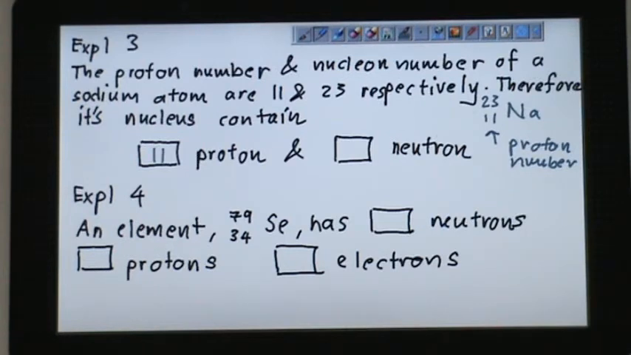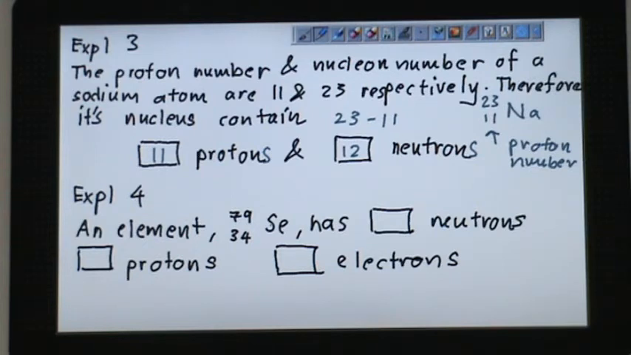And how many neutrons? How do we find neutrons? We use 23 minus 11. Therefore, you get 12 neutrons. Okay, I should add plural here. 11 protons and 12 neutrons.